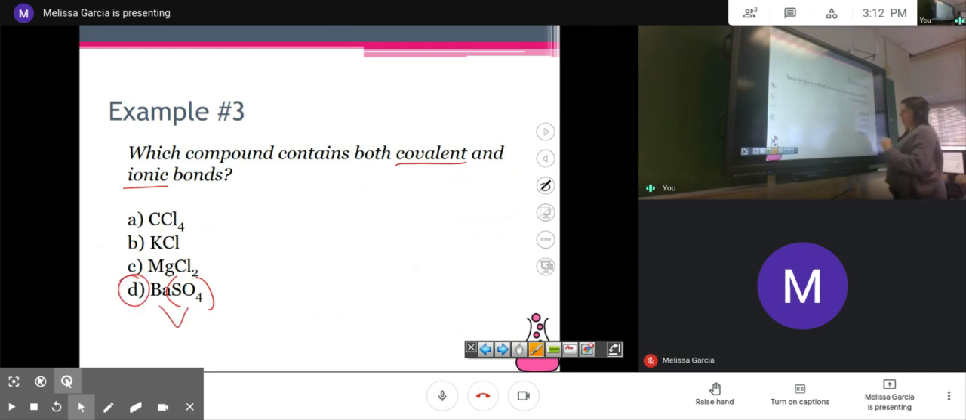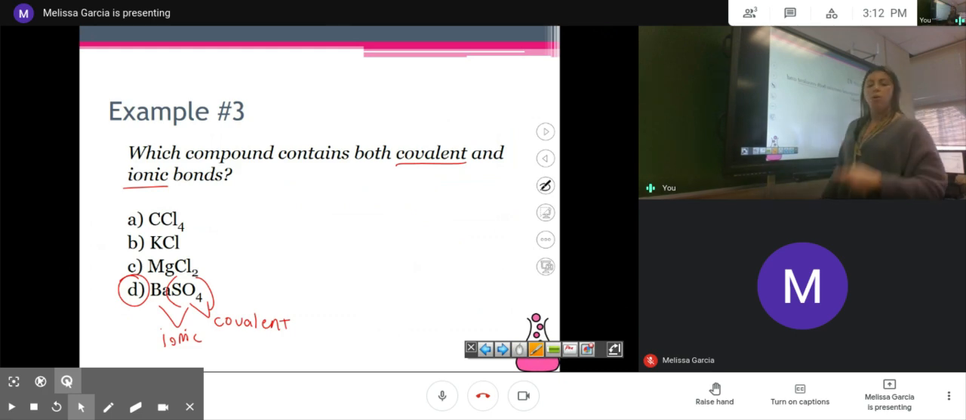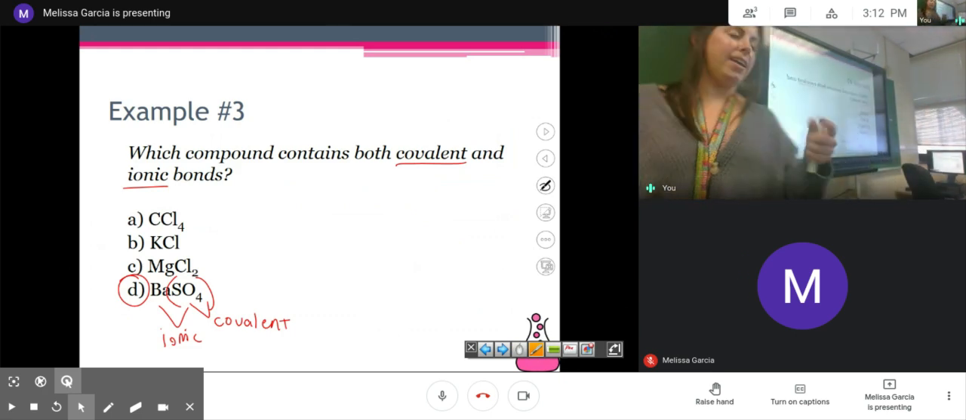answer. There's an ionic bond holding together the metal and the polyatomic ion, and then covalent bonds holding together the S and O in my sulfate. So there's an ionic bond between barium and sulfate, but then covalent bonds holding together that sulfate ion here.